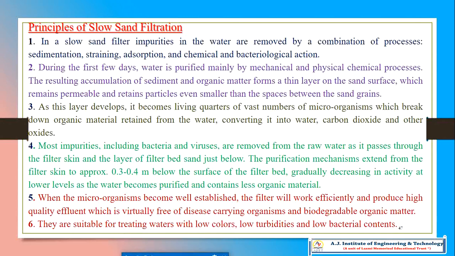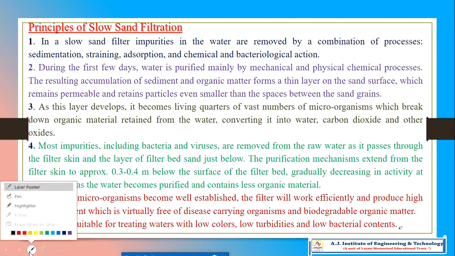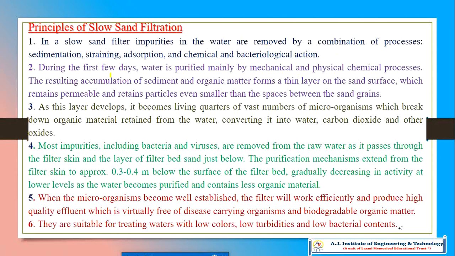Now we have to concentrate on the principles behind the slow sand filter. In the slow sand filter, the impurities are removed by a combination of, as I already told, sedimentation, straining, adsorption, and chemical and biological or bacteriological action. This is one principle behind the slow sand filter.